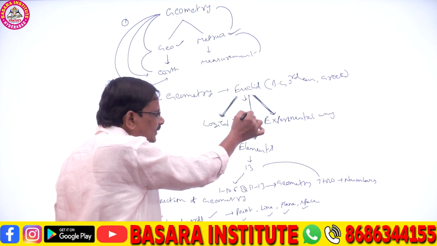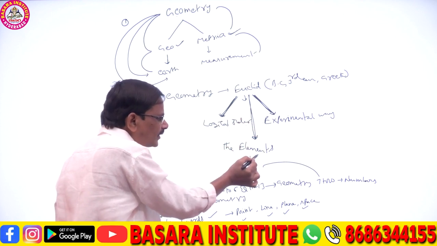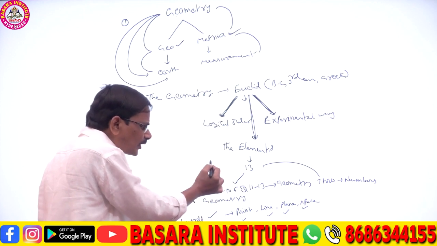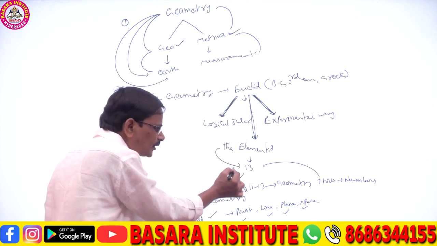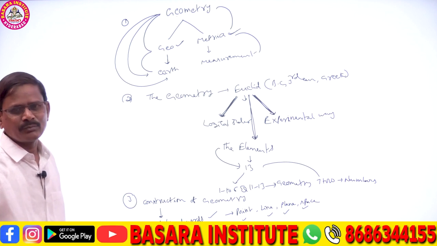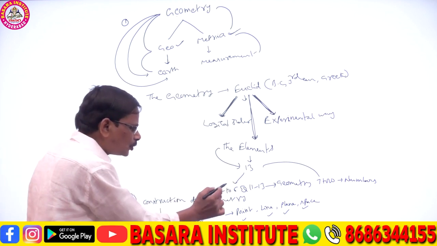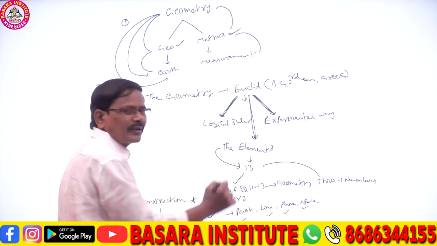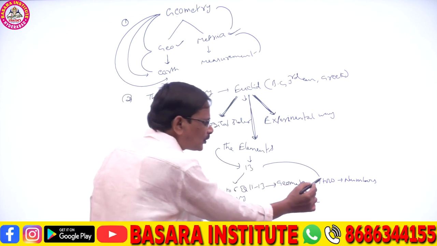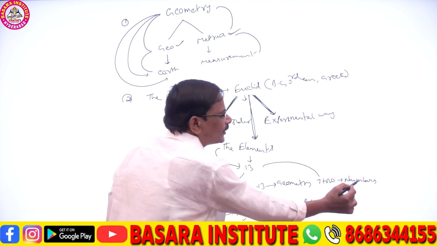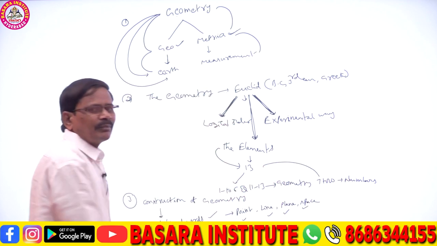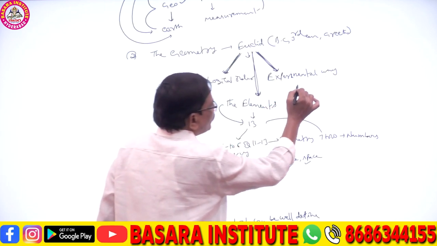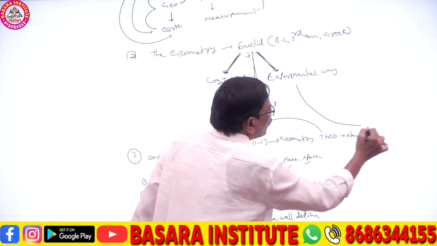Euclid wrote the Elements, or the book Elements is written by Euclid. The Elements is a group of how many books? 13 books, 13 volumes. In these 13 volumes, only books 1 to 6 and 11 to 13 denote geometry. The rest, books 7 to 10, represent numbers or the number system. We have a bit on old papers.